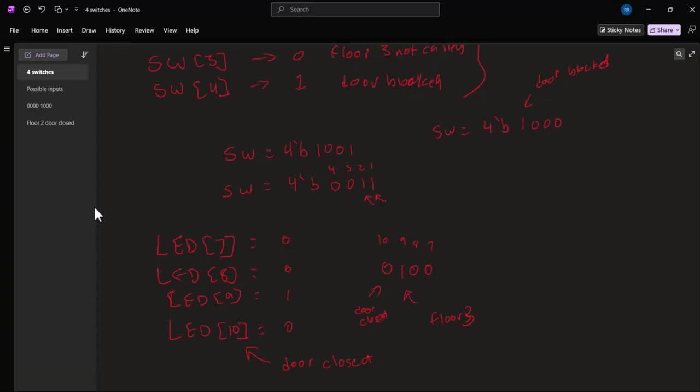If I had 1, 0, 0, 1, I would be on floor 1 with the door open. So the value of LED is 4 bits, and the most significant bit will tell you if the door is open or closed, and the next 3 will tell you what floor you're on.